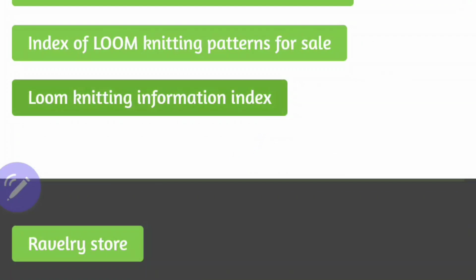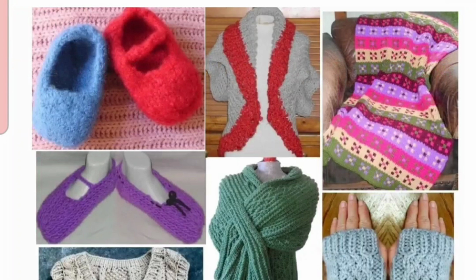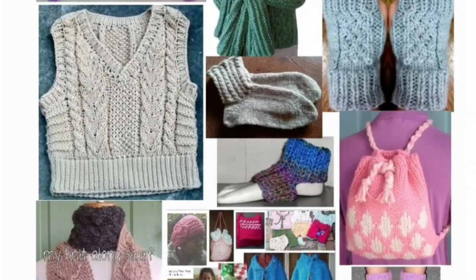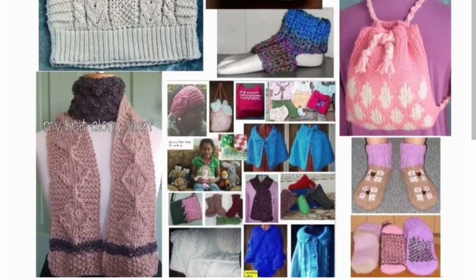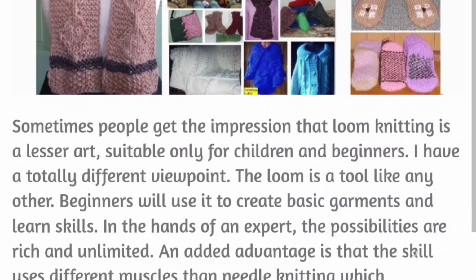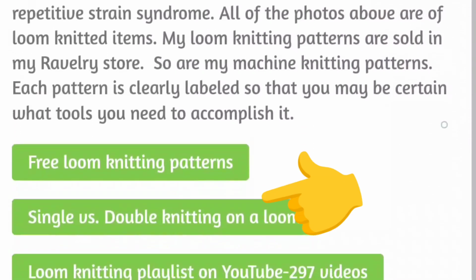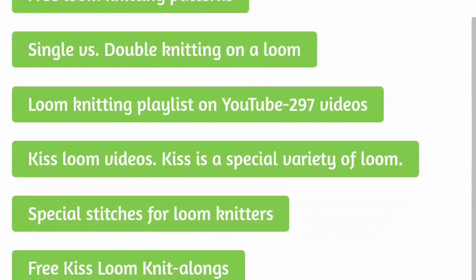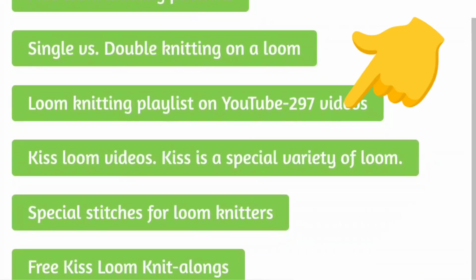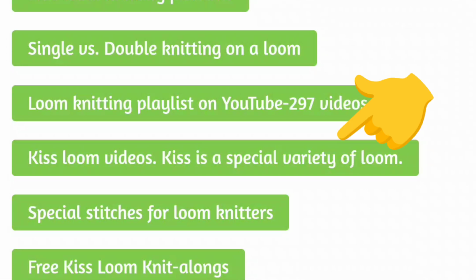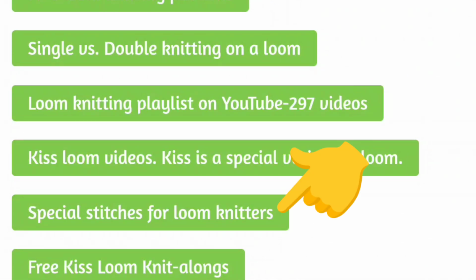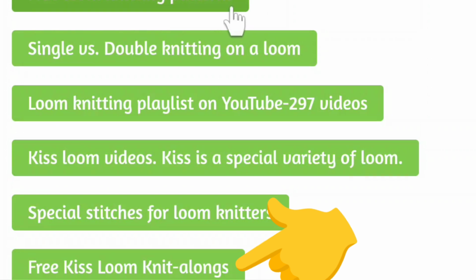If you choose the Loom Knitting Information Index instead of the Loom Knitting Patterns for Sale Index, you will land on a page with a collage of some of my favorite loom knitting projects at the top. Scrolling down, you'll see a very brief article on the art of loom knitting. Then your options are free loom knitting patterns, single versus double knitting article, a loom knitting playlist on YouTube, a playlist on YouTube specifically for Kiss looms, special stitches for loom knitters, and free knit-alongs.